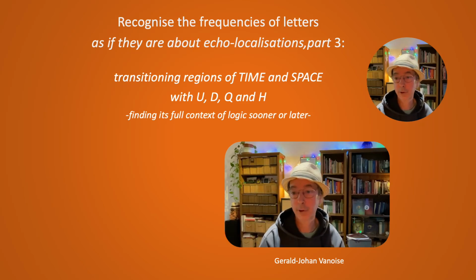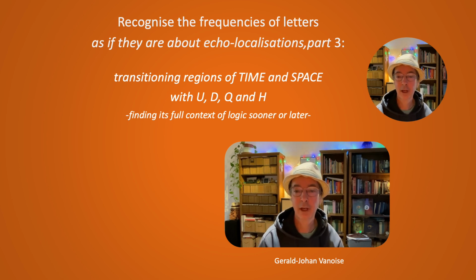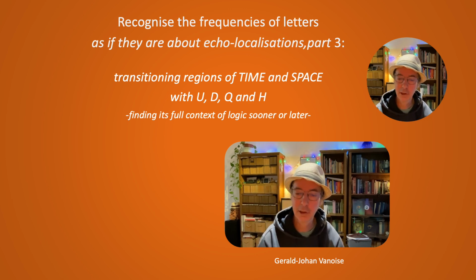This is the third and maybe last video of explanations of letters and letter combinations, how we can compare them to echolocalizations in space. I already had the basics from these recognitions, but I will have a couple of letters that are transitions between the regions of what we can recognize. Which regions did we have?